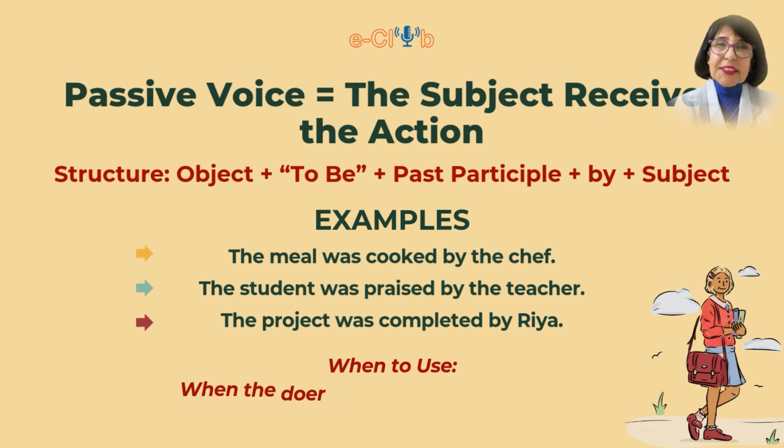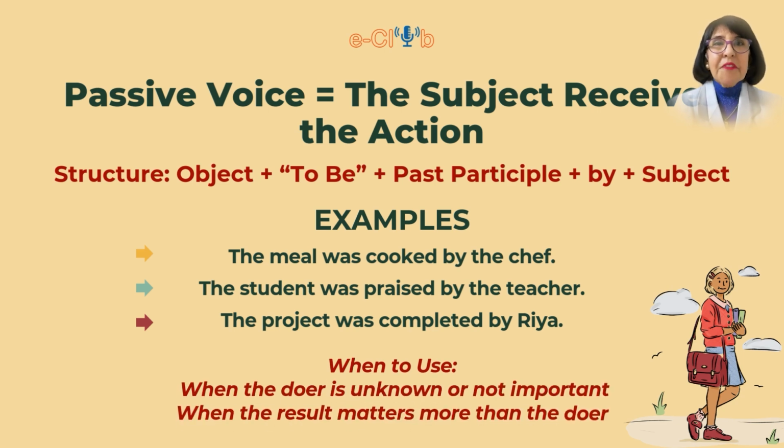Let's understand this with a simple tip. We often use passive voice when the doer is unknown or unimportant. We care more about the action or the result. Look at a few examples. The window was broken. We don't know who did it. The road is being repaired. Here, the focus is on the action.